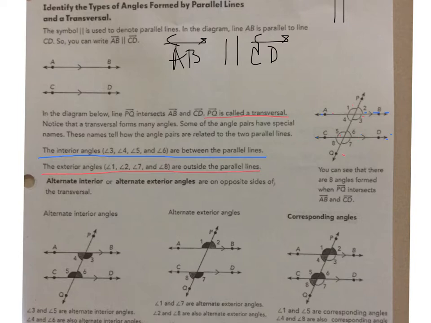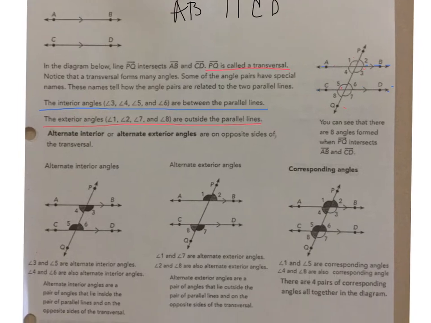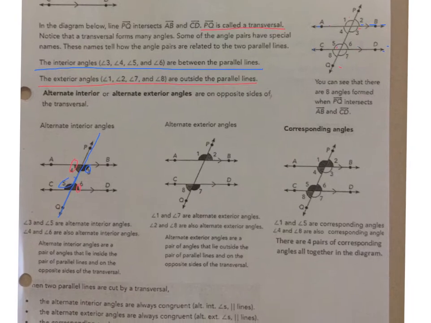Okay, so let's look at the pictures down here. All right, so alternate interior, angle 4 and angle 6 are alternate interior. Okay? They are both inside the parallel lines on opposite sides of the transversal. Remember, this is the transversal. 4 is inside the parallel line on the left, and 6 is inside the parallel line on the right of the transversal. Okay, another pair of alternate interior angles are 3 and 5. 3 is on the right, 5 is on the left. They are still both inside the parallel lines.